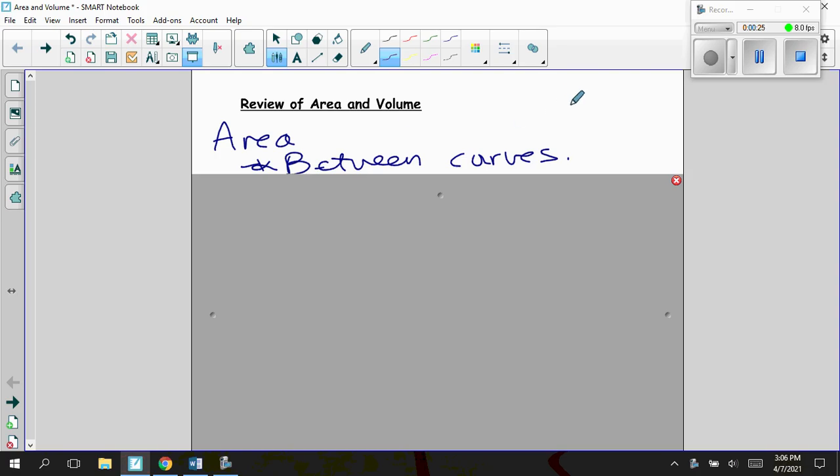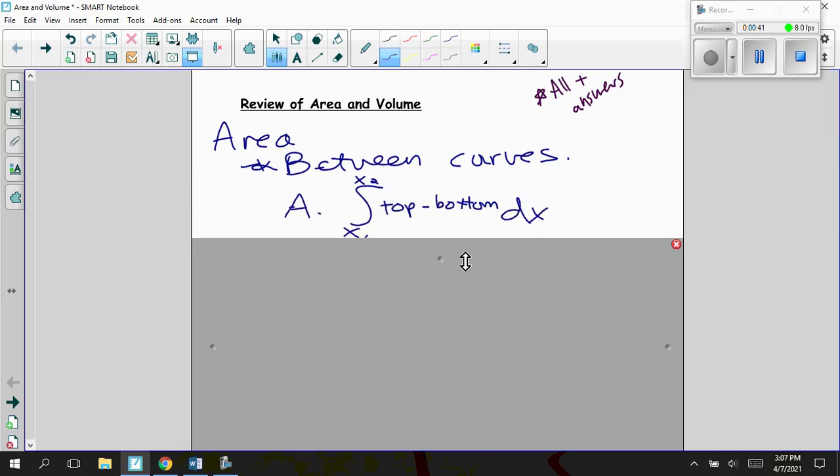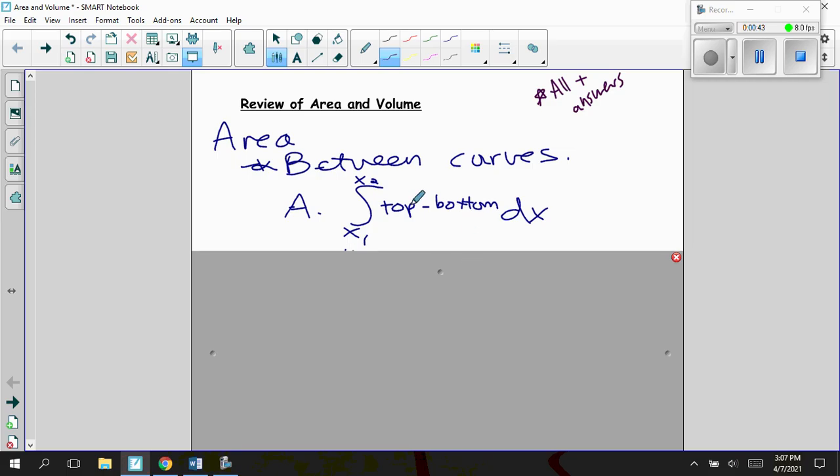And when we are doing this, some key things to remember is you are always going to have positive answers, because you're doing the area of a shape, and your shapes are going to have a positive area. No matter what quadrant it is in, it doesn't matter. You are always going to get positive answers. Okay. So the first way we could break it down is we could look at it as a top function minus a bottom function.